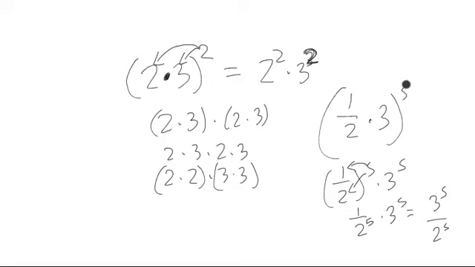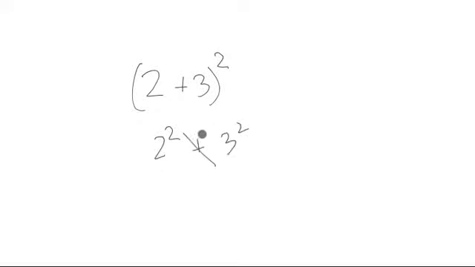So exponents distribute over what? Multiplication and division. But maybe to end the lesson today, let's talk about what exponents don't distribute over. And this is important. So what if we have 2 plus 3 and we want to square it? Some people are tempted to say, hey, it distributes over the addition. So they might say 2 squared and 3 squared and try to add them, but don't do that. That's not good.